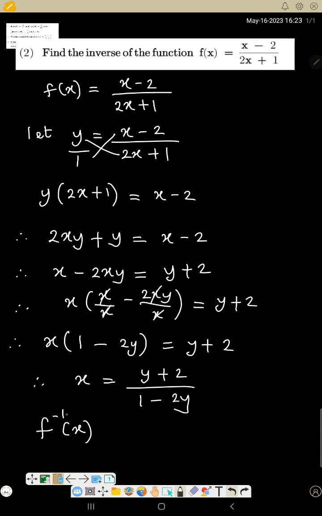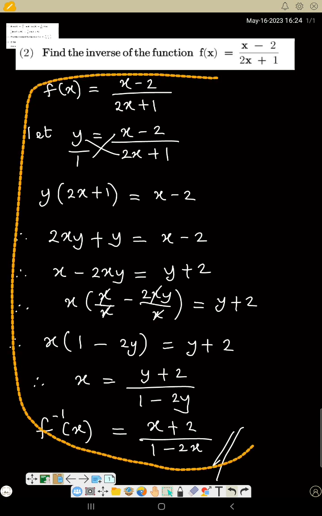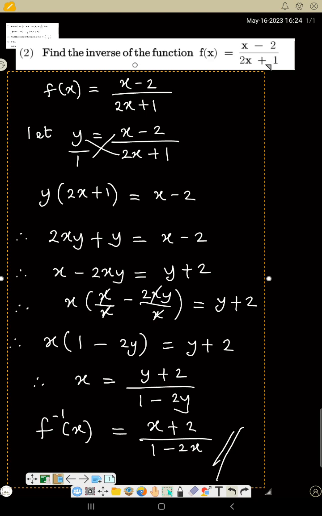So this power minus 1 means inverse. So f inverse of x now. Replace all the y with x now. So this will become x plus 2 divided by 1 minus 2x. So this is the inverse of 2, like that. So let's do the third question. Yeah, this is the inverse of x. So number 3 now.